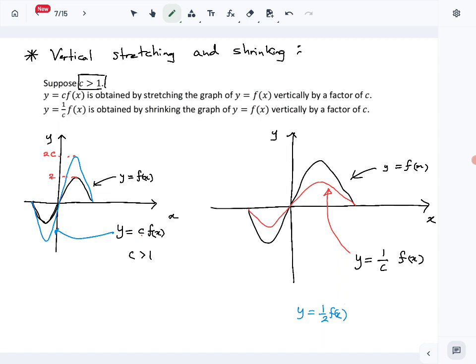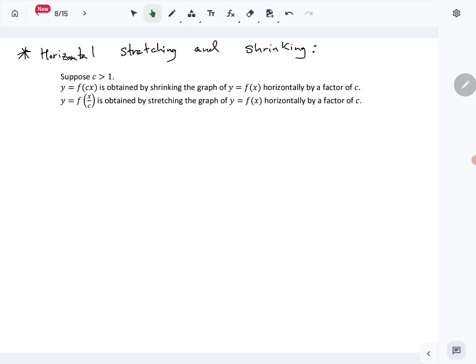Then the final type is horizontal stretching and shrinking. So what will happen? Now c will be inside, not outside. So x values will be affected, not the y values. So that is called horizontal stretching and shrinking, right? So let's see how to obtain those.